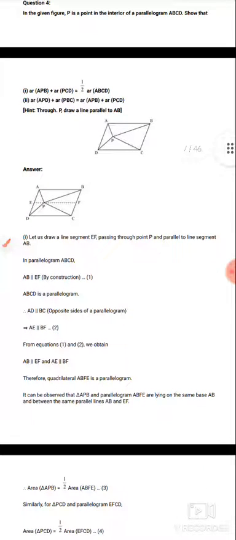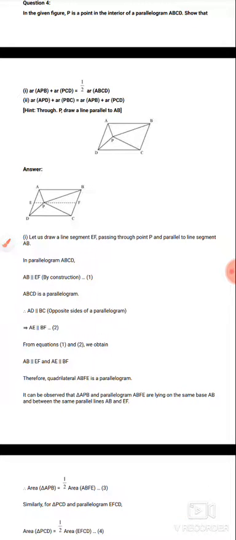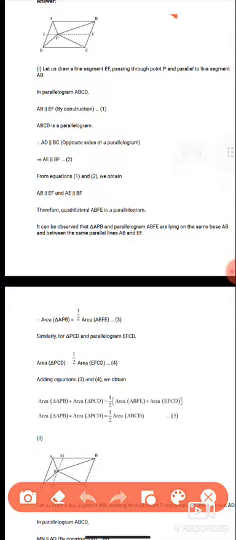Now it can be observed that triangle APB and parallelogram ABFE are on the same base and between the same parallels, that is AB and EF. So they are equal in area. So we can write area of triangle APB will be equal to half of area of ABFE. If you have a parallelogram and a triangle, then you have to write that the triangle is half of the area of the parallelogram. So this is half of ABFE.